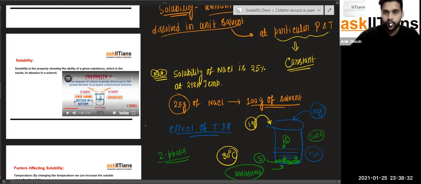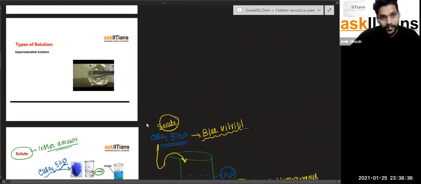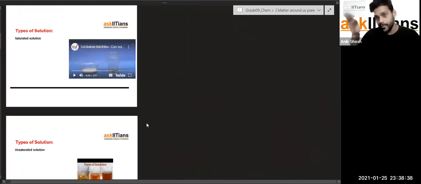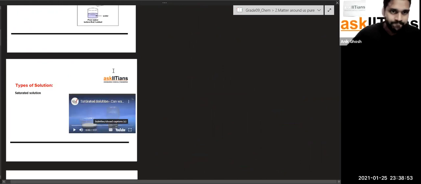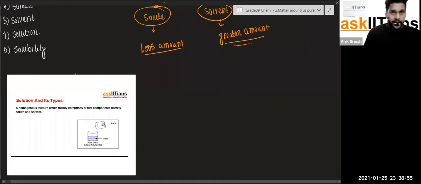Okay, now I would just go back to make you understand about the different types of solution, and after that we would continue from there about the solubility. Okay, because you have seen that there is something called saturated and unsaturated and supersaturated solutions. So we would just go through that. After that we will come back there again.